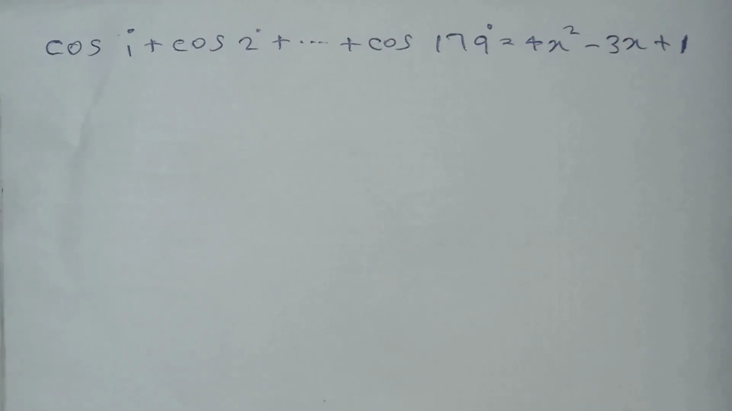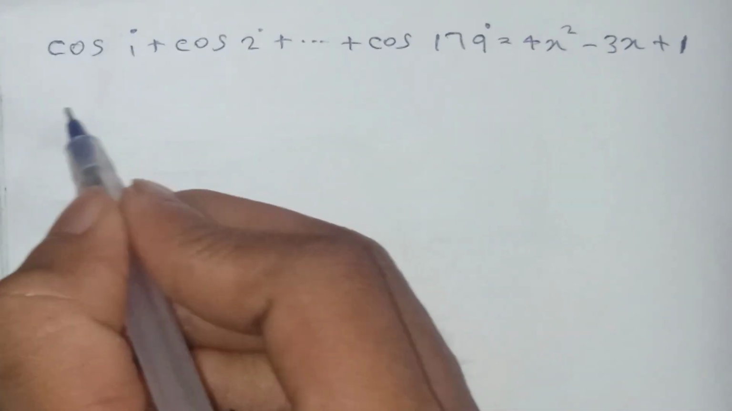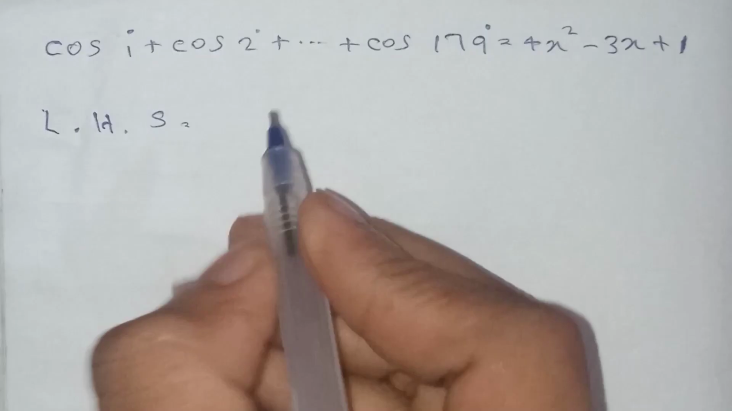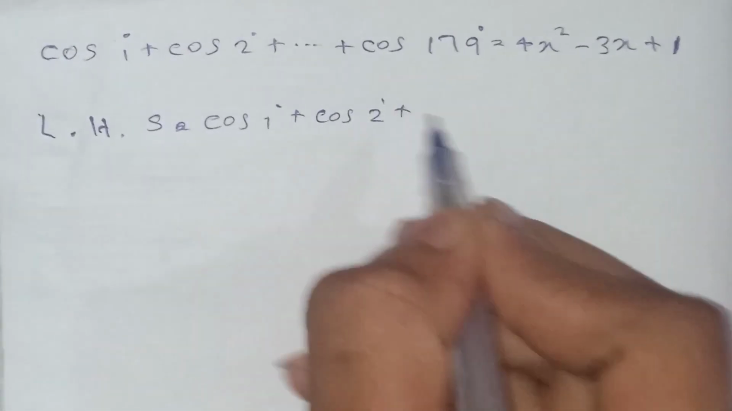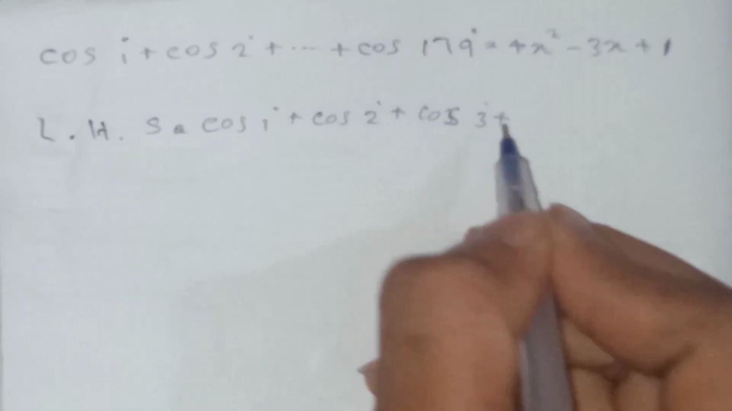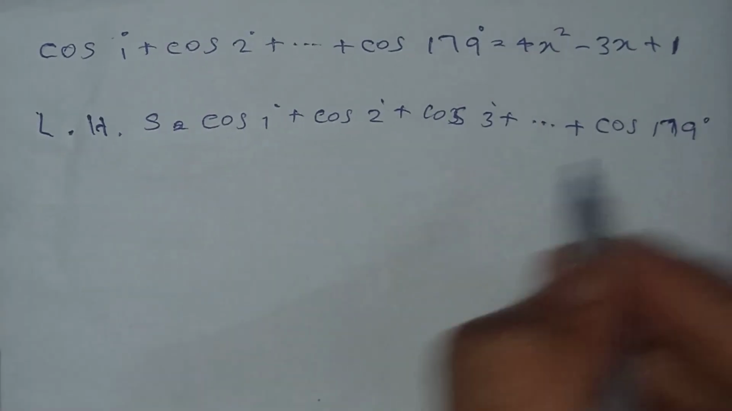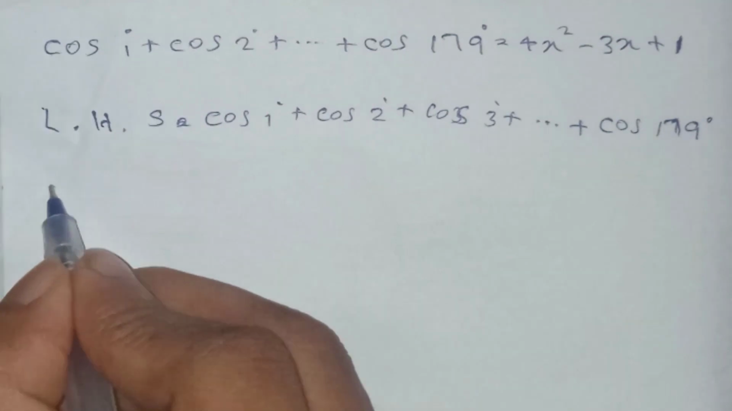Today we have to solve an equation mixed with cos values and terms of x. First, we can start with the left hand side of the equation. Left hand side equals cos 1 plus cos 2 plus cos 3 plus some cos values, and at last cos 179 degrees.